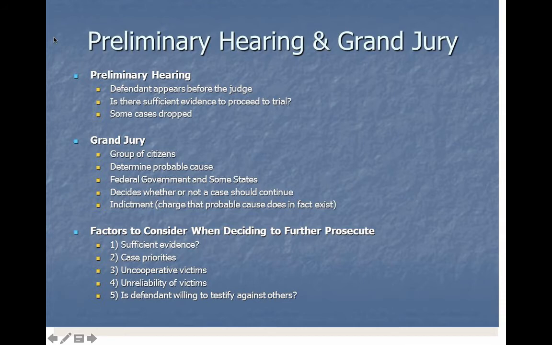All right, so preliminary hearing and grand jury. You heard me talk about what's a grand jury. Well, a preliminary hearing or a grand jury isn't like a jury trial. So a grand jury is just where they are hearing the facts of the case to make sure there was enough probable cause, enough evidence to move forward within the case to go to trial.